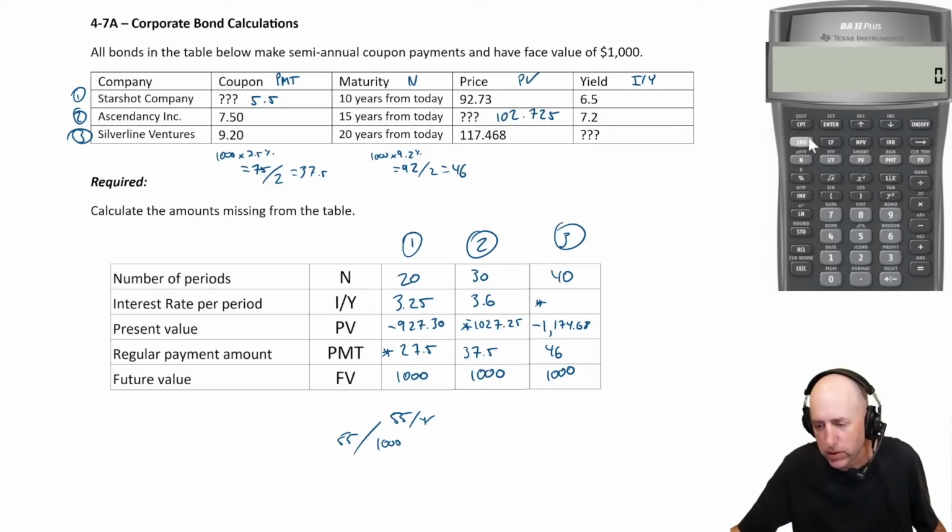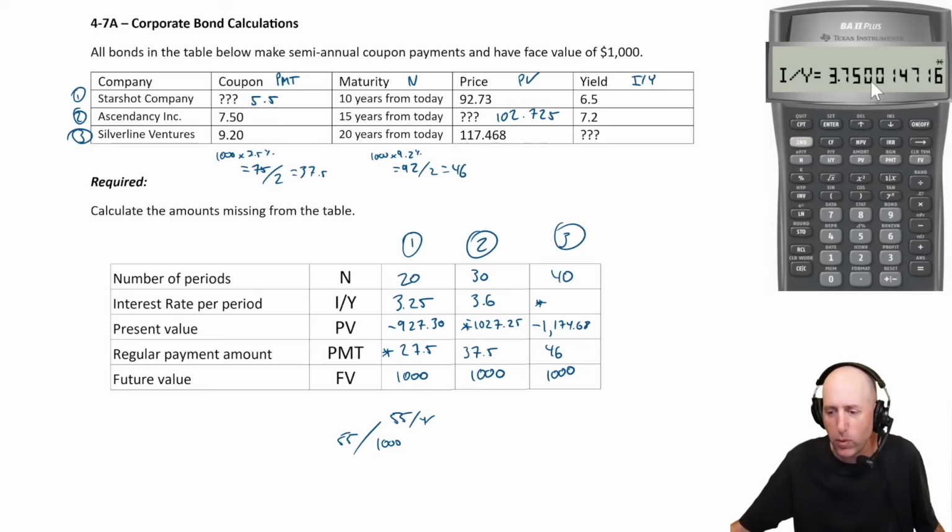Let's crunch the numbers. 40 goes in as N. 1174.68 negative goes in as PV. 46 goes in as PMT. 1,000 goes in as FV. And now I compute IY. Where are you? IY, there you are. 3.75.